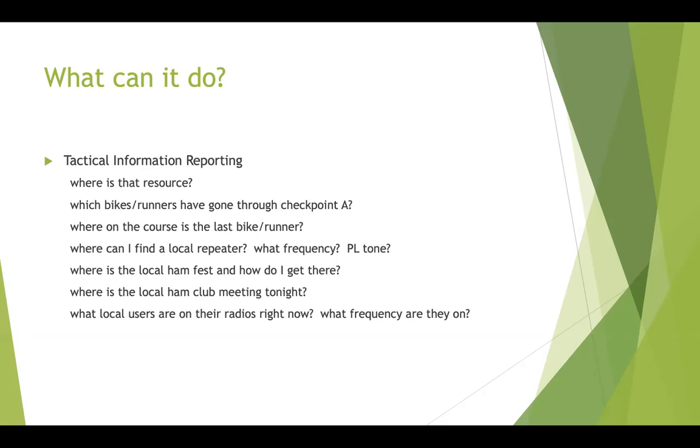Let's see, things like, where can I find a local repeater? What frequency is it on? What's the PL tone for that repeater? The APRS system has the ability to send out what we call objects that contain that kind of information. So if you come into an area where you've never been before, you turn on your radio on APRS and wait about 10 minutes, and all of the local information about what repeaters are where, what frequencies they're on, and what PL tones they're using should be right there for you to select from.